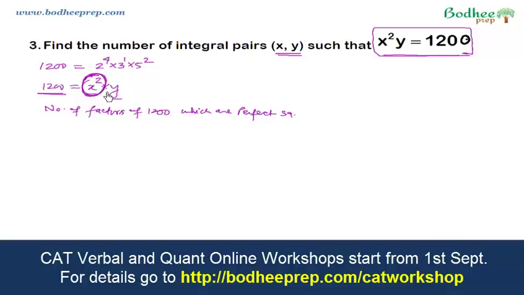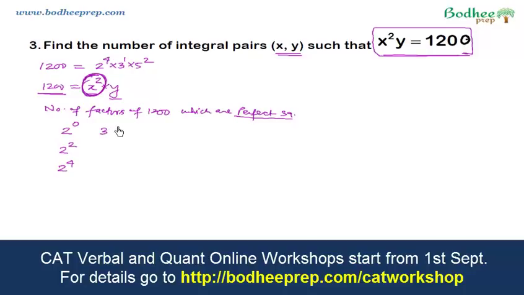So x square, since it's a square, it has to be a perfect square. The number of factors which are perfect squares can easily be identified by taking the number of ways the 2's can be used. We have the highest power of 2 to be 4, then we can use 2 to the power 0, or 2 to the power 2, or 2 to the power 4, right?